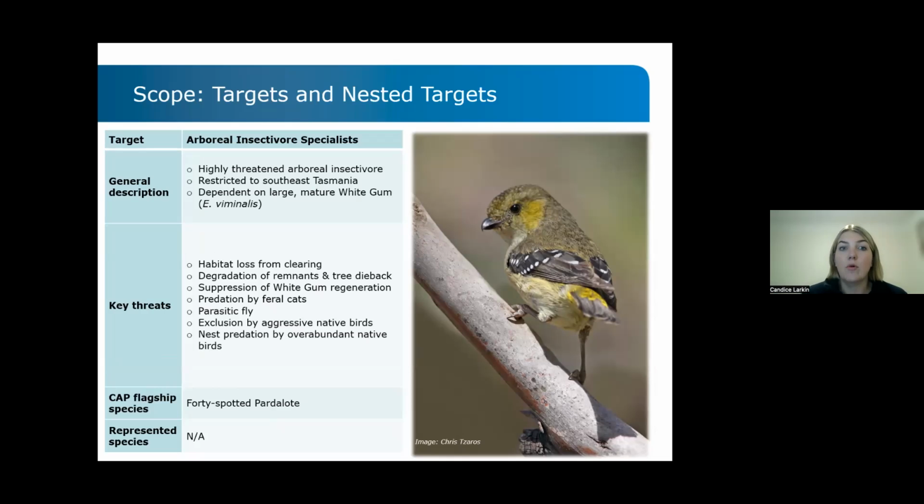Okay, and then we have the arboreal insectivore specialists. Our flagship species is the 40-spotted pardalote. This species is only found in Tasmania, and again, habitat loss is a huge issue for them. A lot of tree dieback. We are also experiencing tree dieback in New South Wales, and some of that may be linked to increased occurrence of noisy miners. Predation from feral species, and again, being outcompeted by aggressive native birds.